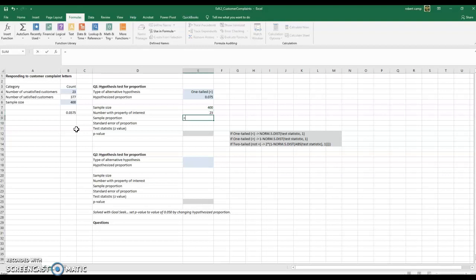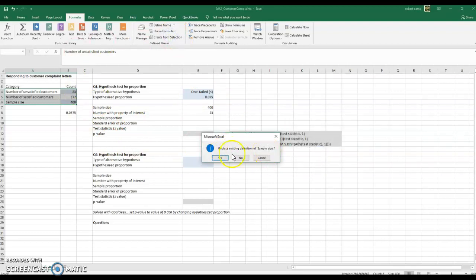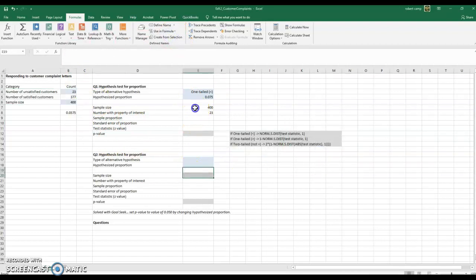Our sample proportion, we actually already did that. That's going to be our sample size. In fact, I will grab that here. Let's quickly range name these. It'll end up overwriting the sample size, but that's fine. Replace existing definition, yeah, that's fine. So we'll just quickly come over here, and so that's our sample size, that's fine.